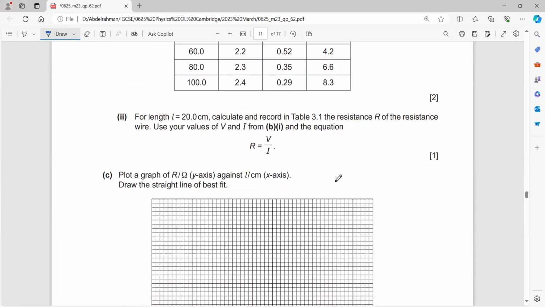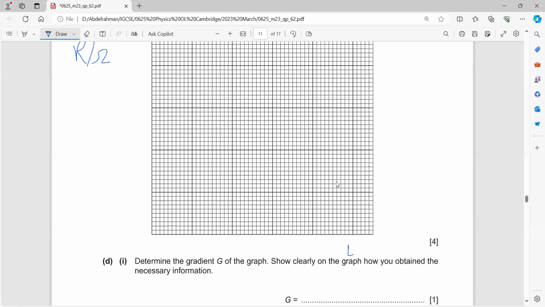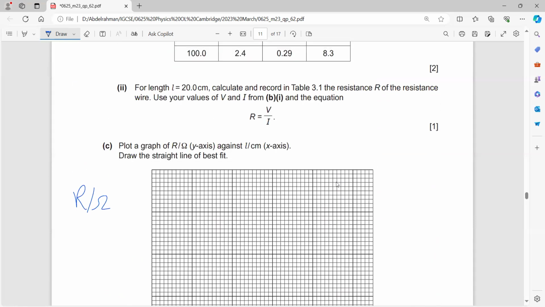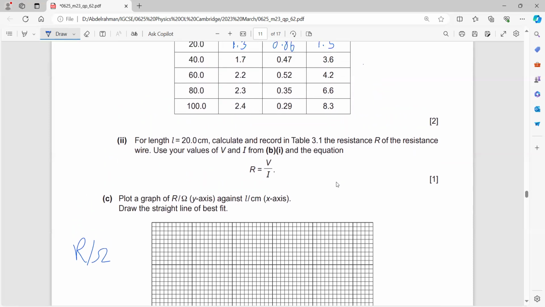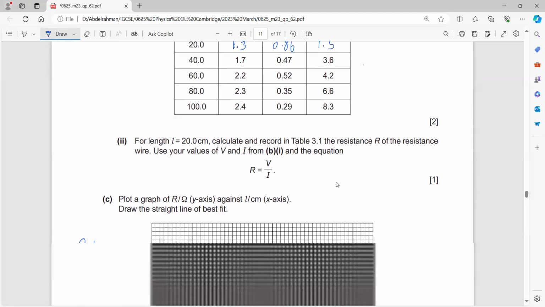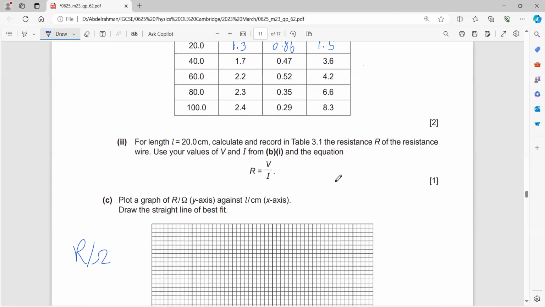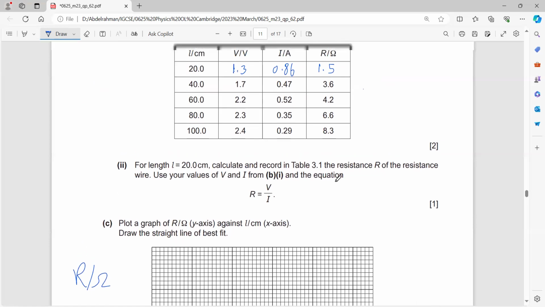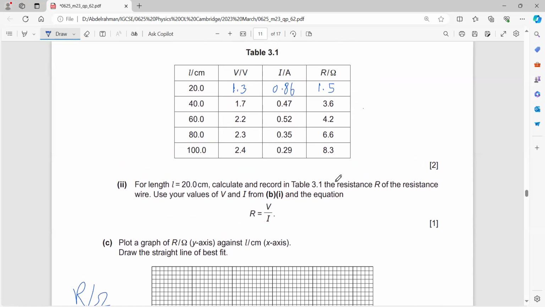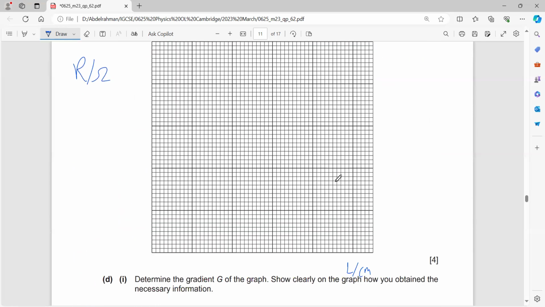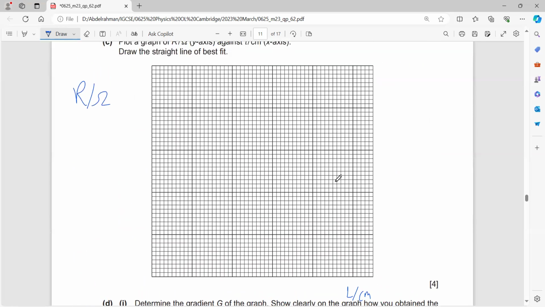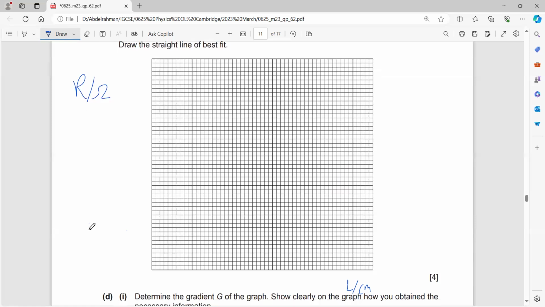Plot a graph with R slash ohms on the y-axis and L slash centimeters on the x-axis. Draw the straight line of best fit. He did not state that I have to start from the origin, so probably I will not start from the origin. R starts at 1.5 up to 8.3. How should I scale the graph on the y-axis?